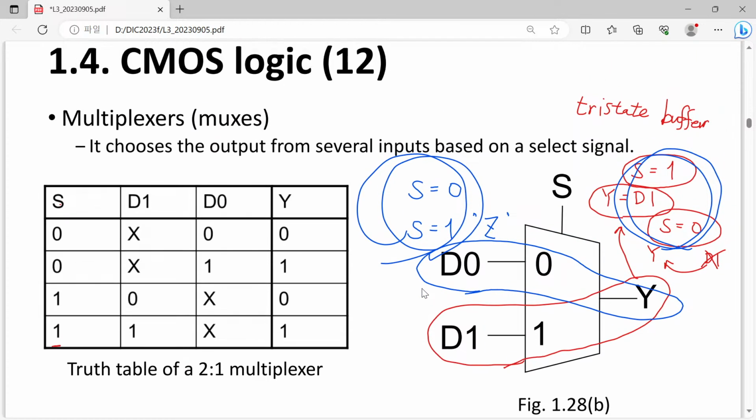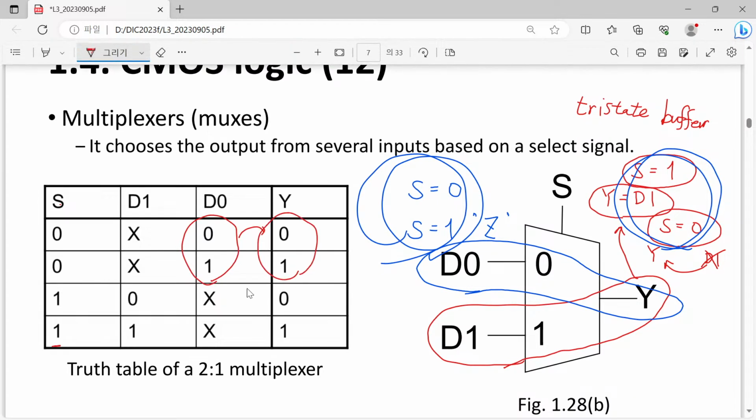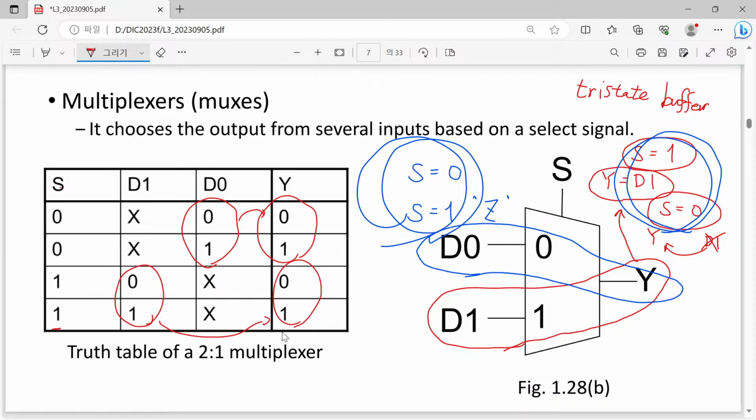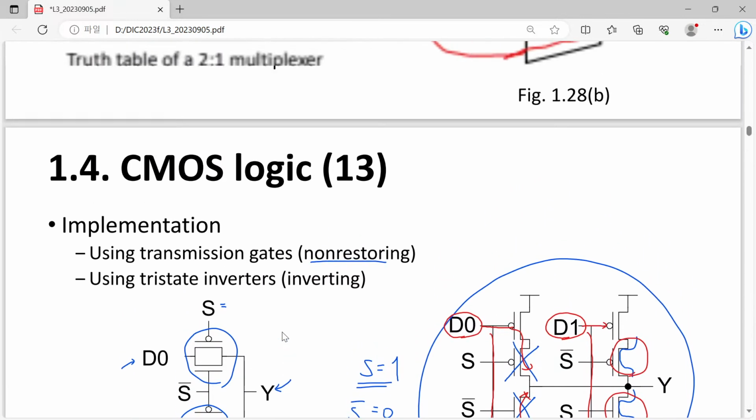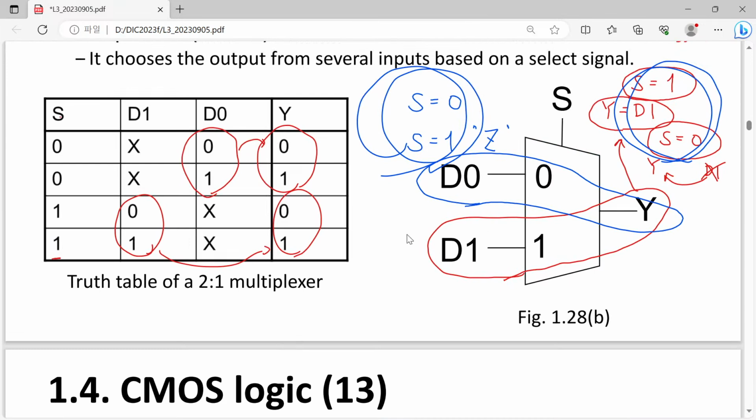This is a 2 to 1 multiplexer. We just want to copy D0 to Y or D1 to Y. However, implementation with these tri-state inverters just inverts once again. So in this case, instead of that, here we have 1, 0 and 1, 0. However, it is quite easy for us to invert this signal once again using a CMOS inverter.